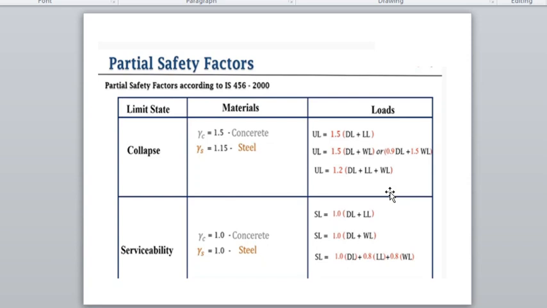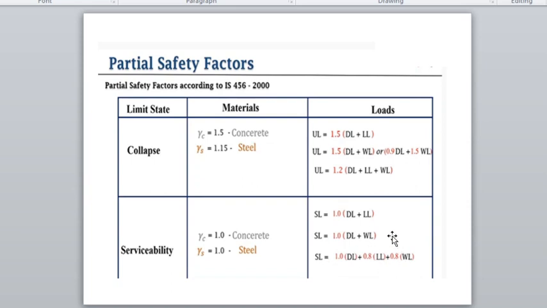Now next, this is the limit state of collapse. That is serviceability. The partial safety factor for material for serviceability is one and one. Now the combinations for service: this is UL, the ultimate load. Now here SL is the service load. Service load is equal to 1 into DL plus 1 into LL. Then if live load, dead load and wind load are there, 1 into DL plus 0.8 into LL plus 0.8 into WL.